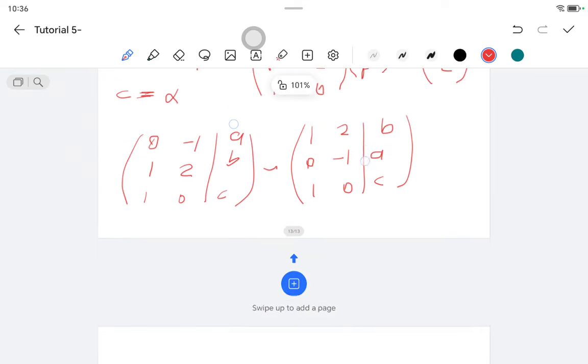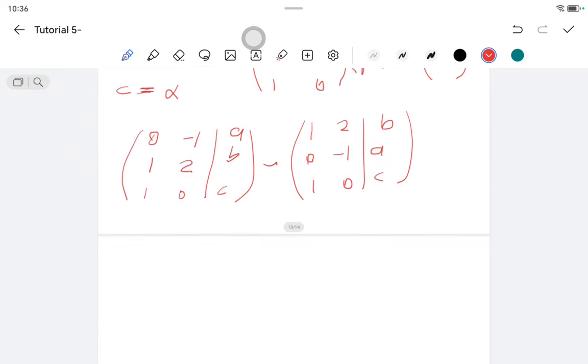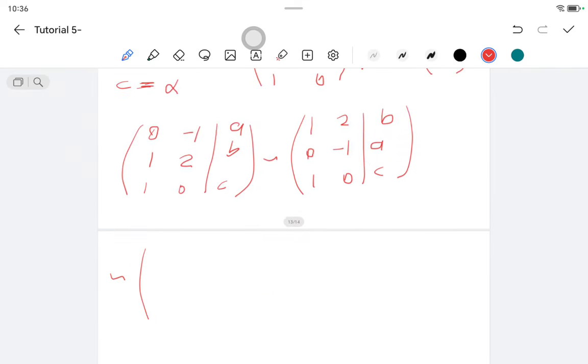Then I must change the last one to a 0 now. It will be 1, 2, 0, minus 1, B, A. Changing this one to a 0 is row 3 minus row 1. 1 minus 1 is 0. This is minus 2. C minus B.